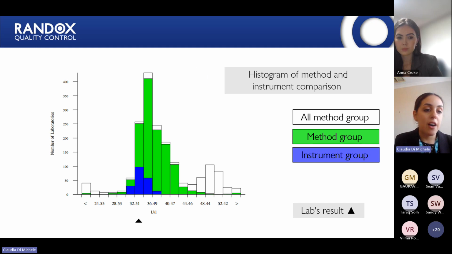Just below this, we have your peer group information in a histogram format. It will follow the exact same colours as it did in the original text section. Green is your method group, blue is your instrument specific group, and white is all peers within this program. Again, your lab's result is denoted by the little black triangle at the bottom, so you can see where on the chart your lab is falling.